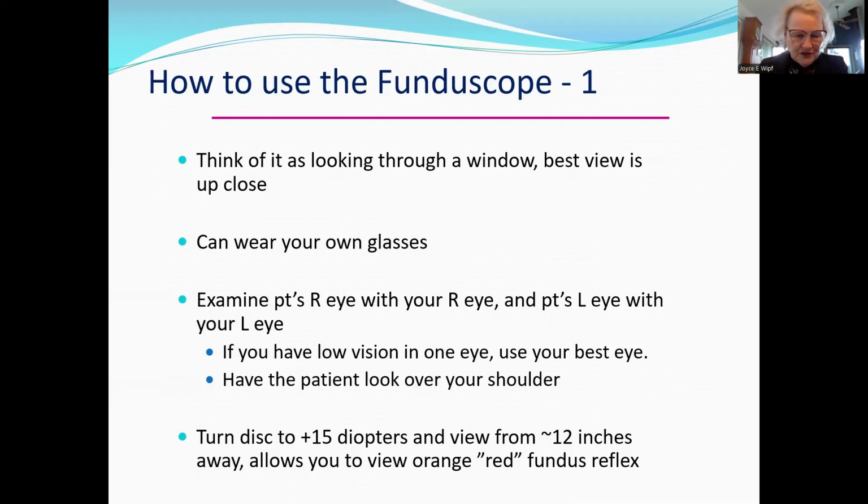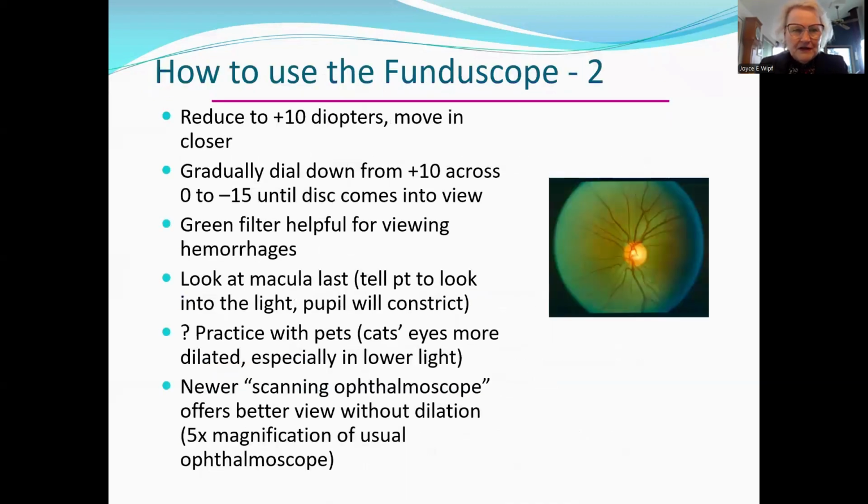So generally, start by turning the disc on the funduscope to plus 15 diopters and view from about 12 inches away, which allows you to view the orange-red fundus reflex. Then you reduce to plus 10 diopters, moving in closely, gradually dialing down from plus 10 across 0 to minus 15 until the disc comes into view. The green filter, which you might wonder why it is there, can be helpful for viewing hemorrhages. I'll show you another image more close up of that. And then look at the macula last. Tell the patient that when you're done looking into the light, the pupil will constrict. And as I said, without dilation it will be more difficult.